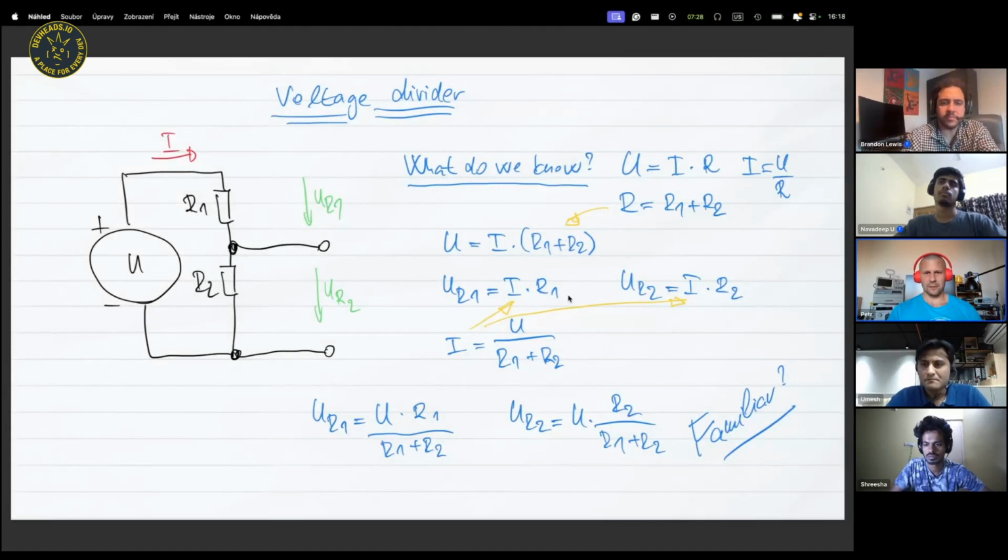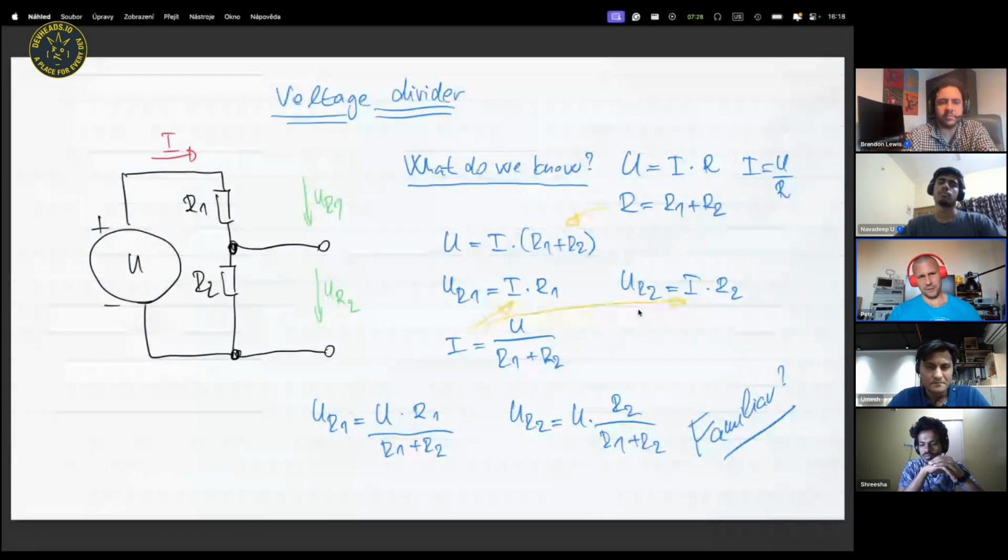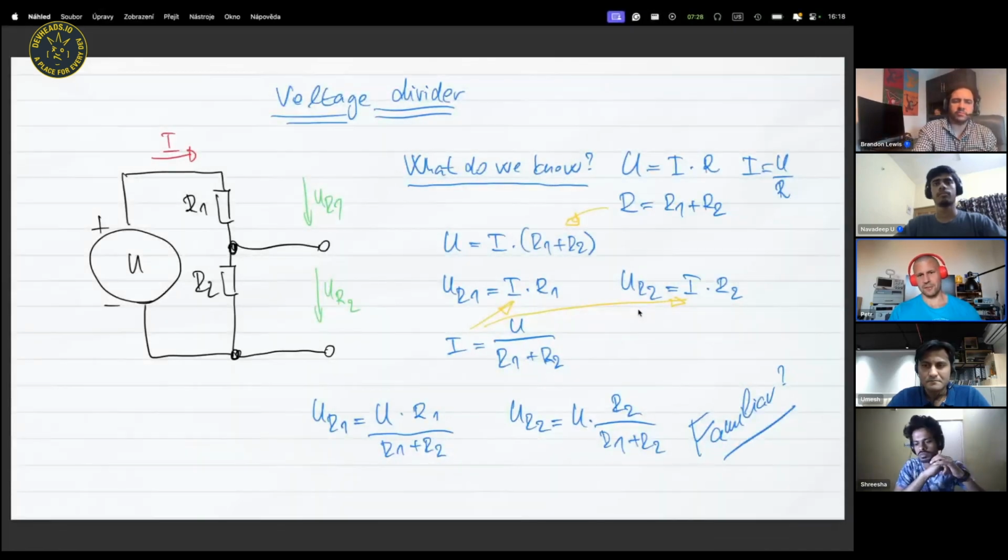And once we process the multiplication in the equation, we can get that the voltage drop at the resistor R1 is current I times R1, and the voltage drop at the second resistor R2 is current times R2. Very simple, nothing surprising.